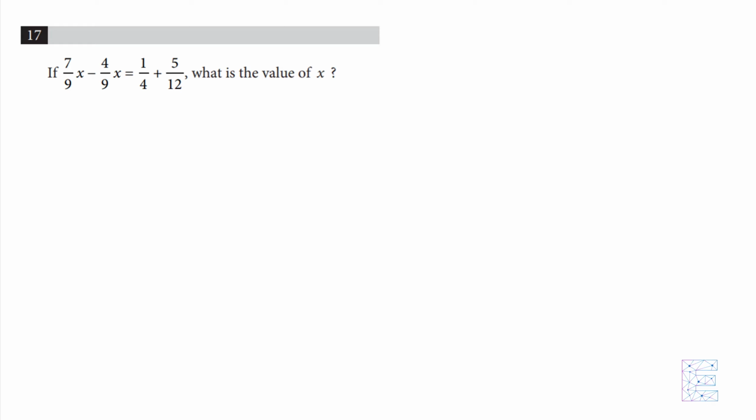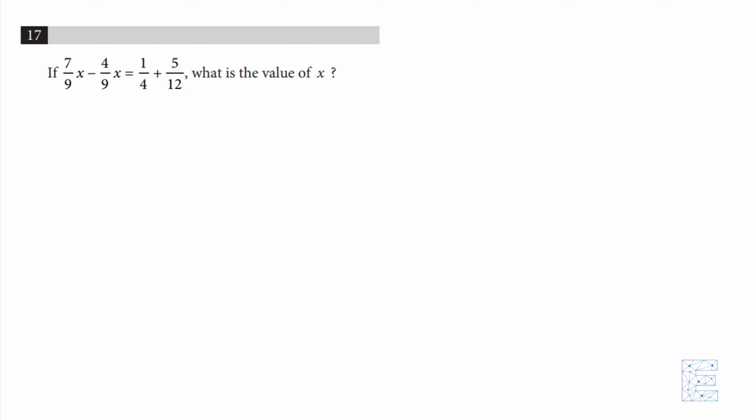If 7/9x minus 4/9x equals 1/4 plus 5/12, what is the value of x? This question is just a straight up solve for the variable x. And the good news is on the left side, we have like terms, two fractions that have a common denominator already. So we don't have to do a whole lot of work with that. We might as well actually do that first.